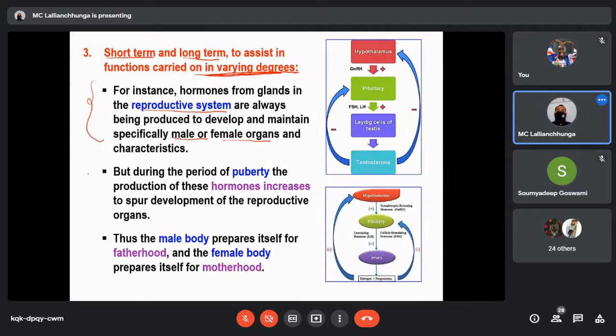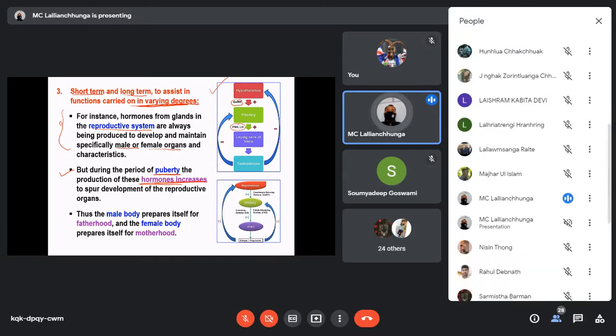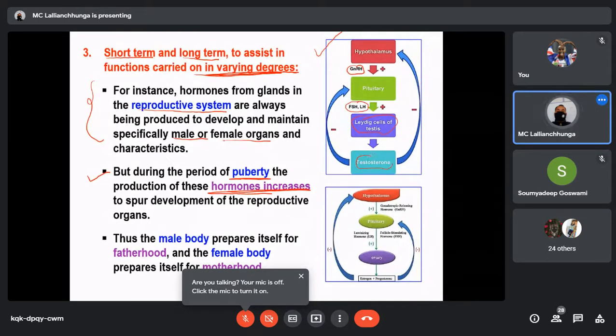But when the prevailing condition has changed, for example during the period of puberty or adolescence, the production of these hormones increases. For example, here in the first diagram you see there is a sudden increase of GnRH from the hypothalamus when a person is entering puberty. Then FSH and LH from the pituitary gland will also be increased. FSH and LH will act on the Leydig cells of the testis, and that will lead to more production of testosterone, the male sex hormone.